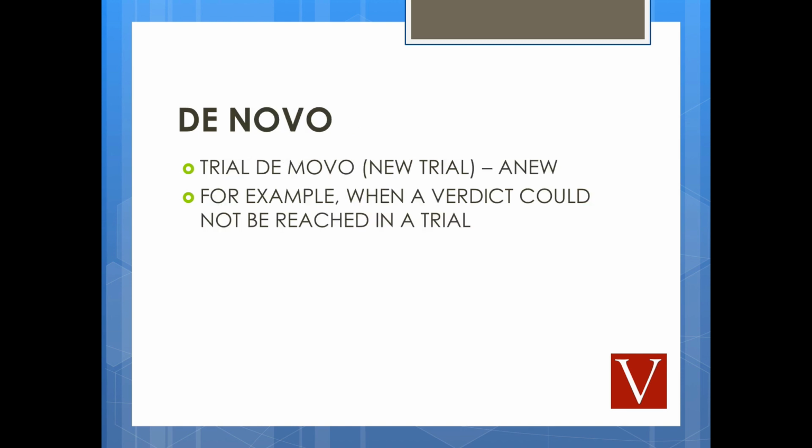De novo, this refers to anew, it stands for anew, and this is where you may have a trial de novo, where a court can order a new trial, basically starting from scratch, for example, where a verdict could not be reached in a trial. So that's a de novo. Sometimes you may hear this will be a de novo review, and that's what they're referring to. So another great Latin term to know, de novo.